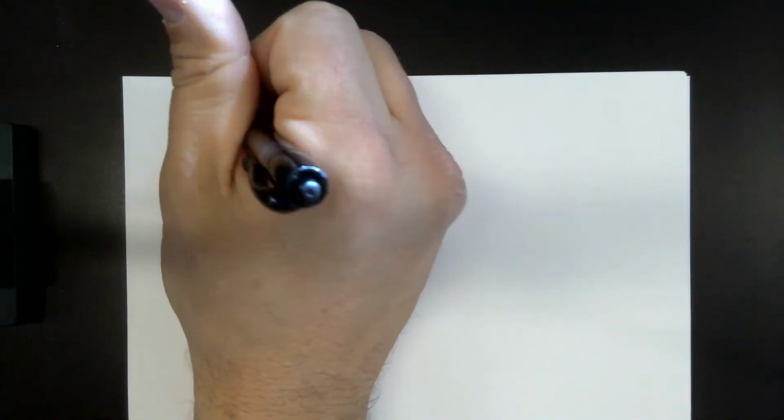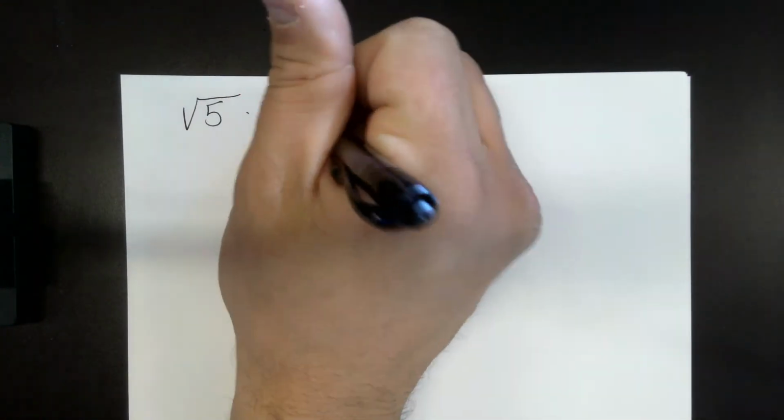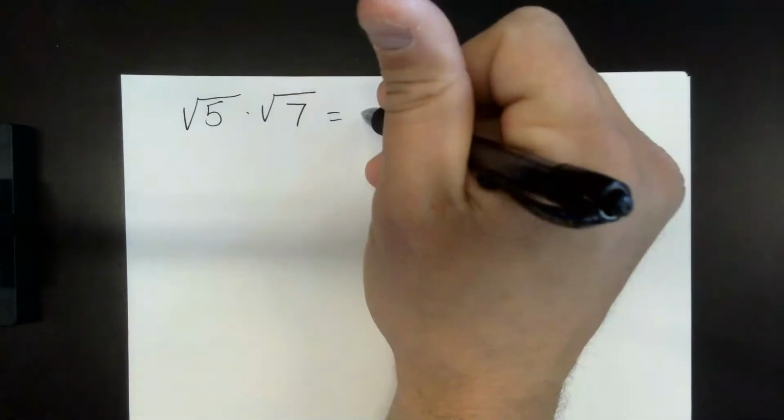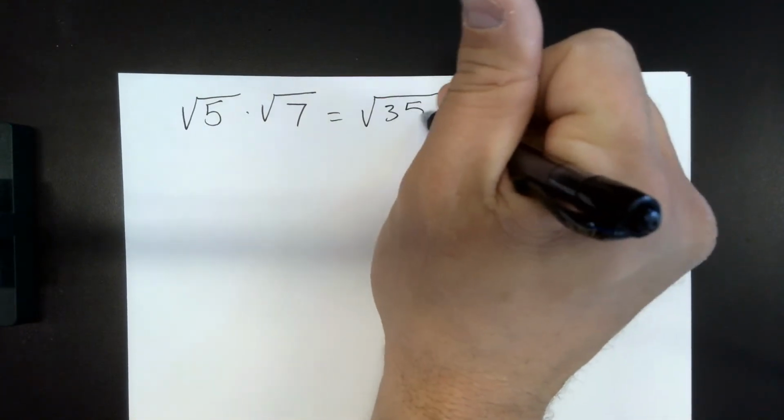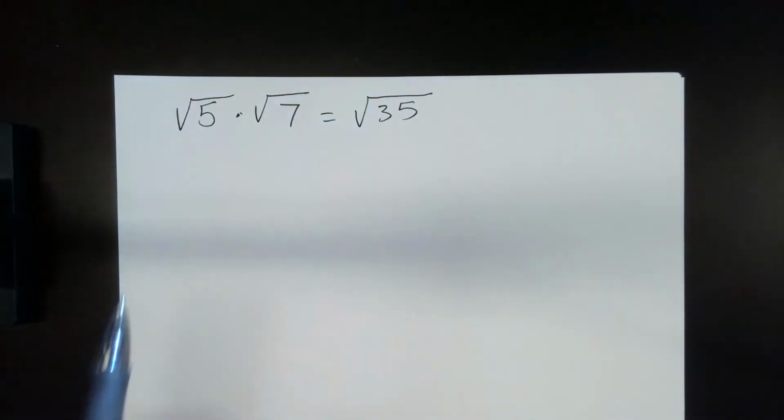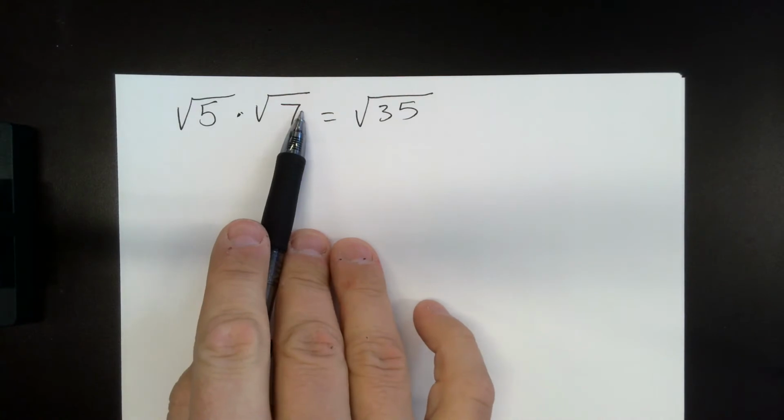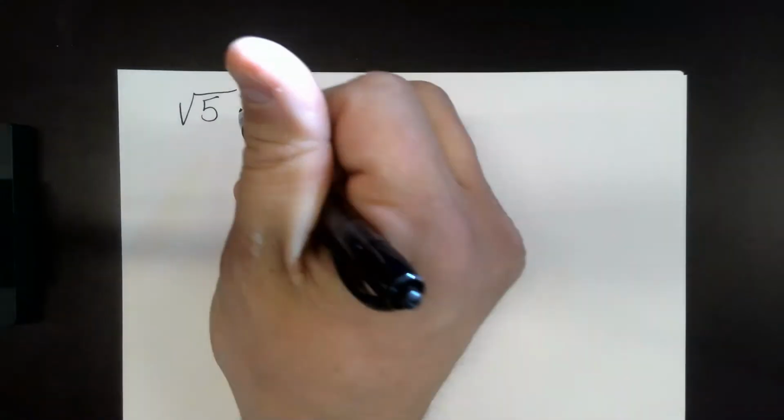Okay, alright, that's how we simplify radicals. Now we're going to learn how to multiply them. The biggest thing about multiplying radicals is you multiply what's on the outside of the radical with what's on the outside, and you multiply what's on the inside with what's on the inside. So for example, if I have the square root of 5 times the square root of 7, that's going to give me the square root of 35. Because those are both inside the radical, we can then multiply them together.